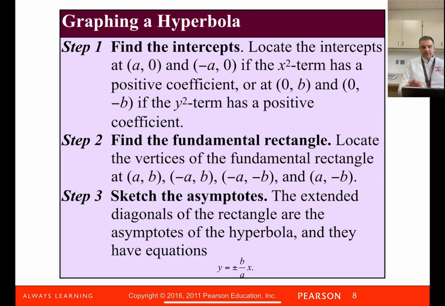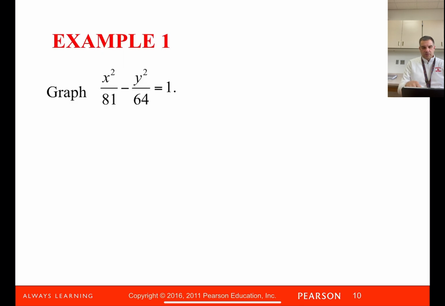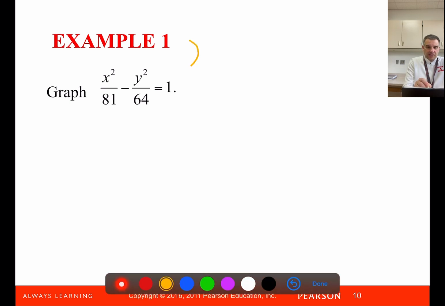We're going to graph all of this fun stuff using asymptotes. We're just going to go ahead and do this. Let's look at an example. We've got x squared over 81 minus y squared over 64 equals 1, and we're asked to graph it. Right away, x comes first, so I know my graph is going to look kind of like an x.